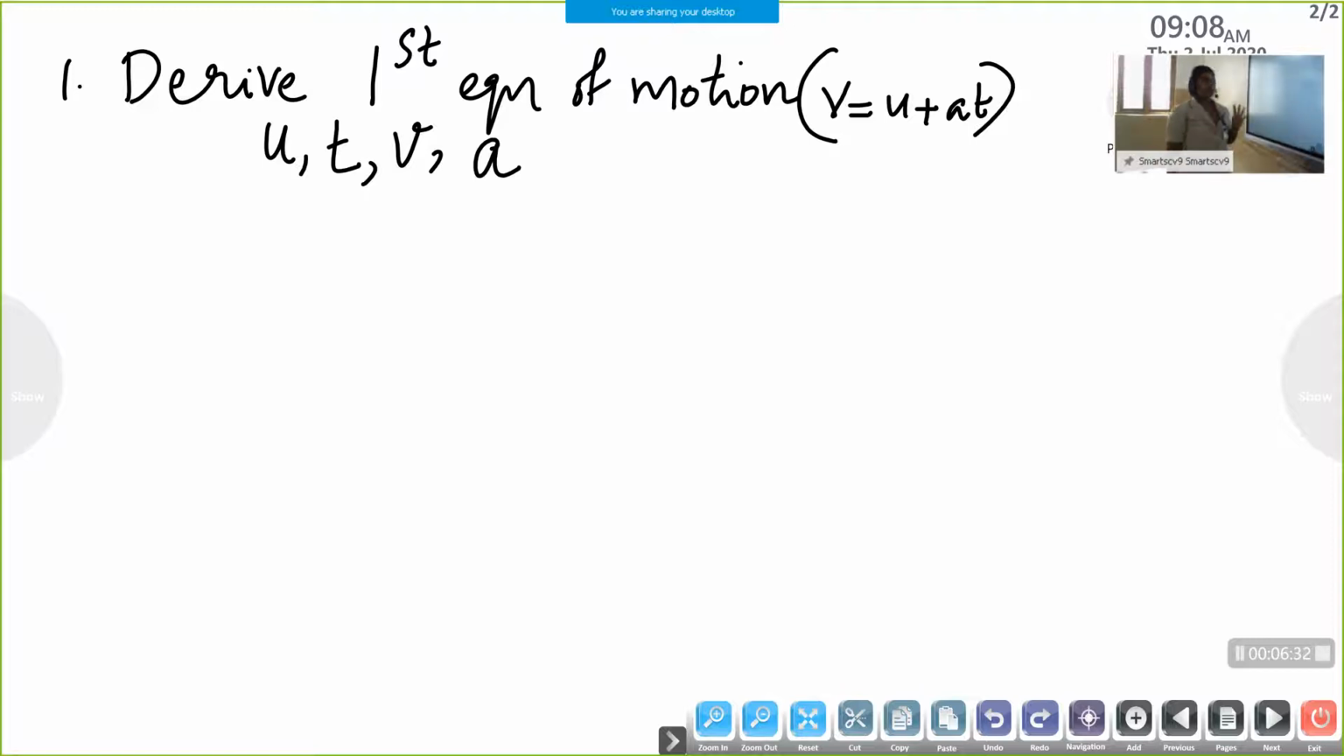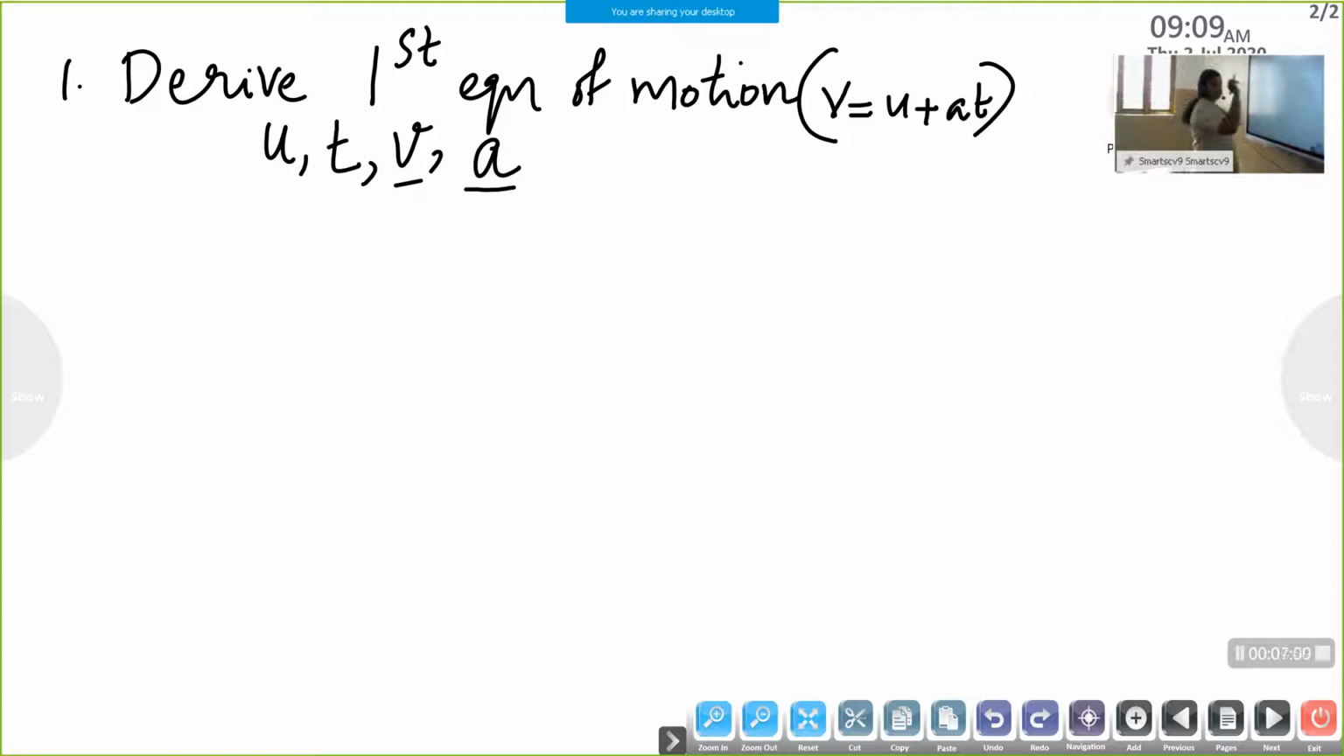Whenever you derive an equation, you have to introduce the terms in that equation. So, you have to write like this: consider an object moving with an initial velocity U. After a time t, its velocity changes to V, so that a uniform acceleration a is produced. Here we are dealing with uniformly accelerated motion and we will derive the equation.